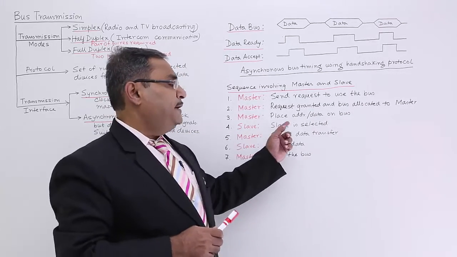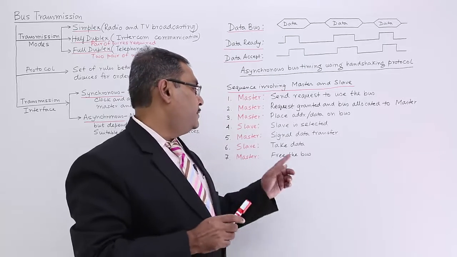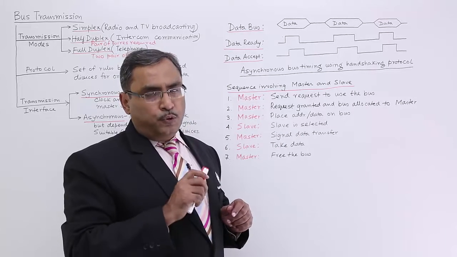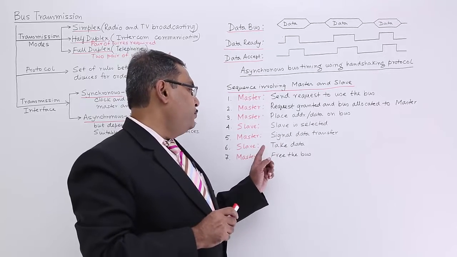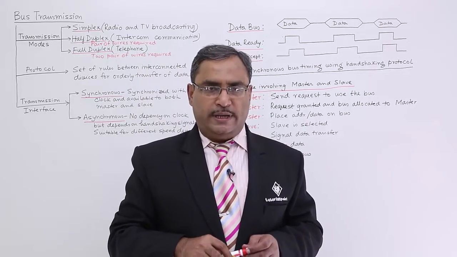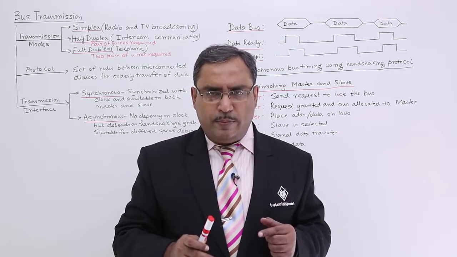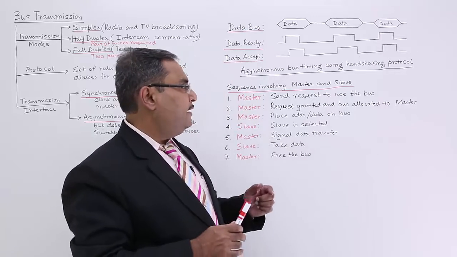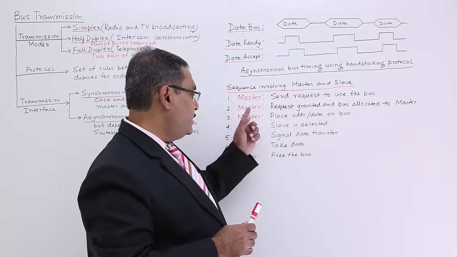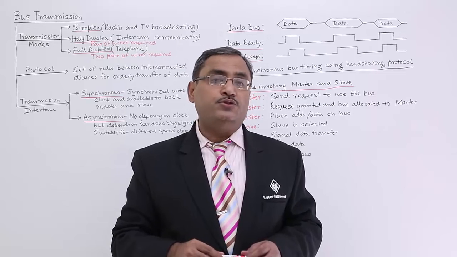Then the slave is selected, who is my recipient. So the slave has to be selected, and then signal data transfer. The master will put the signal data transfer, and slave will take the data, and the master will release the bus. It will relinquish its control over the bus. So in this way, the handshaking signals will be communicating between this master and slave, and these are the sequence of operations to be done. I have written them in 7 steps, and in this way asynchronous transmission used to take place.